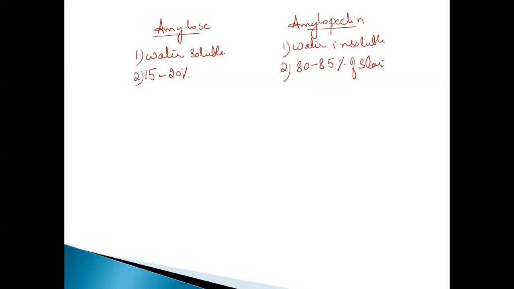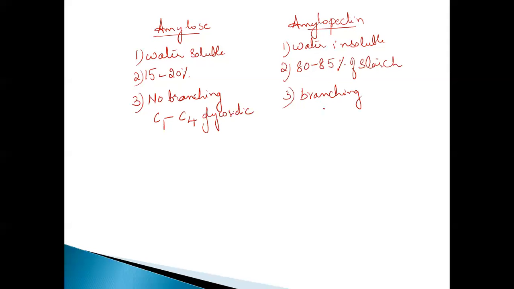And as we said, in amylose there is no branching, only straight chains are formed. Here C1 of one glucose is linked to carbon atom 4 of another glucose. So what we find are C1, C4 glycosidic linkages in the straight chain. And here we can see the branching. So whenever there is a straight chain, we say C1, C4 glycosidic linkage, and whenever there is a branching, we say C1, C6 glycosidic linkages.